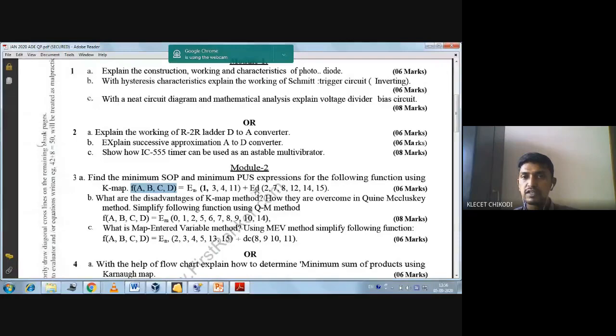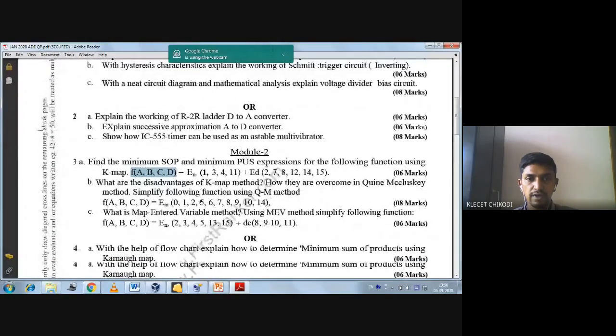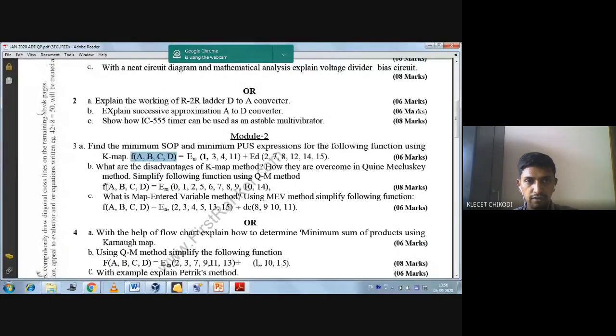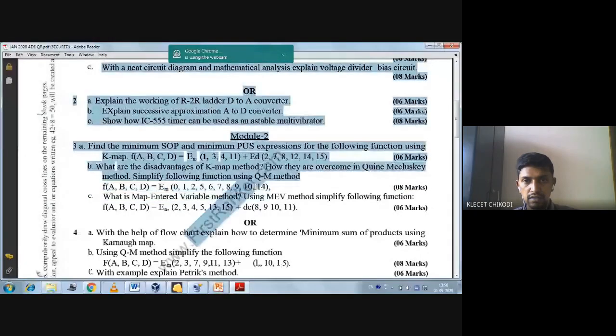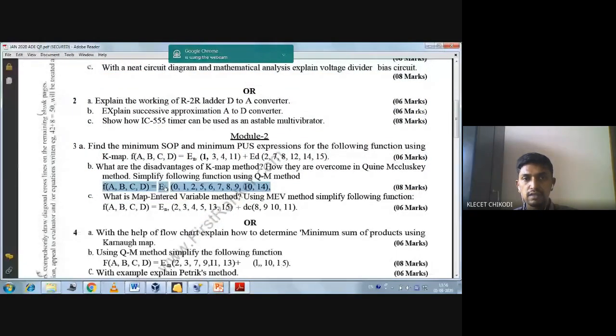Again, these are don't cares, we will see that later. One more question, f of a b c d, again minterms, they have written sigma m here, that is 0 to 14. So this is how you will get it. Looking at the Boolean function only, you can tell whether it is in minterm form or in maxterm form.